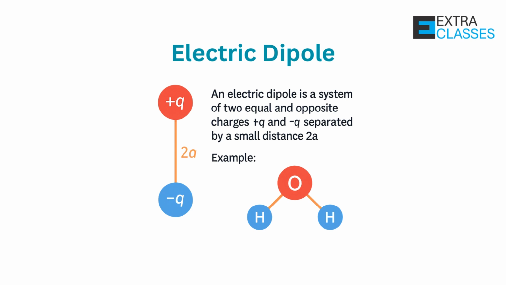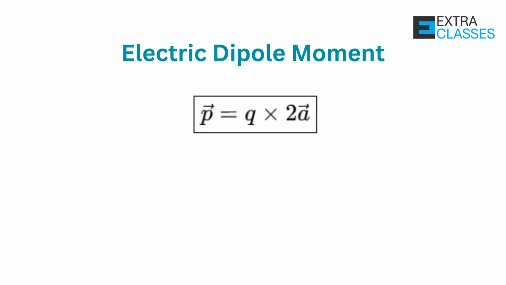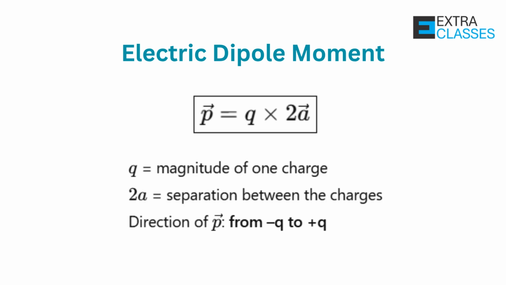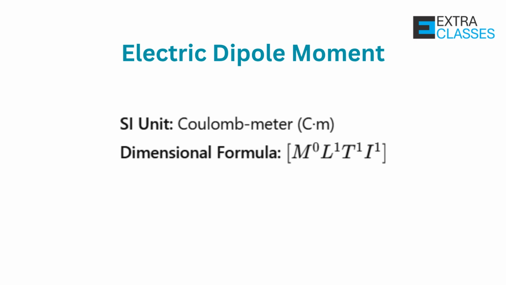An electric dipole is a system of two equal and opposite charges, positive q and negative q, separated by a small distance, 2a. For example, water. H2O molecule acts like a natural dipole. The electric dipole moment, P, is a vector quantity defined as P equals Q into 2A, where Q is magnitude of one charge, 2A is the separation between the charges, and direction of P is from negative Q to positive Q. The SI unit is Coulomb meter.